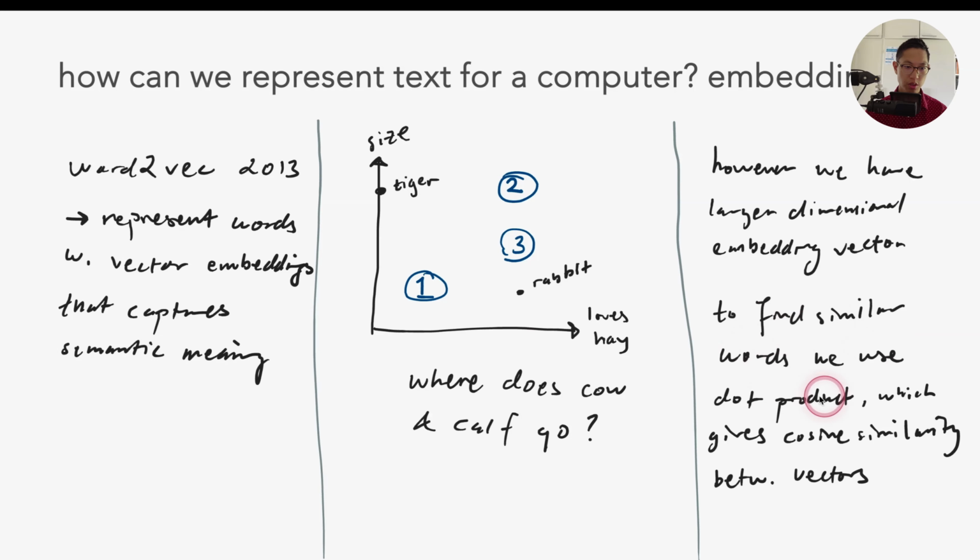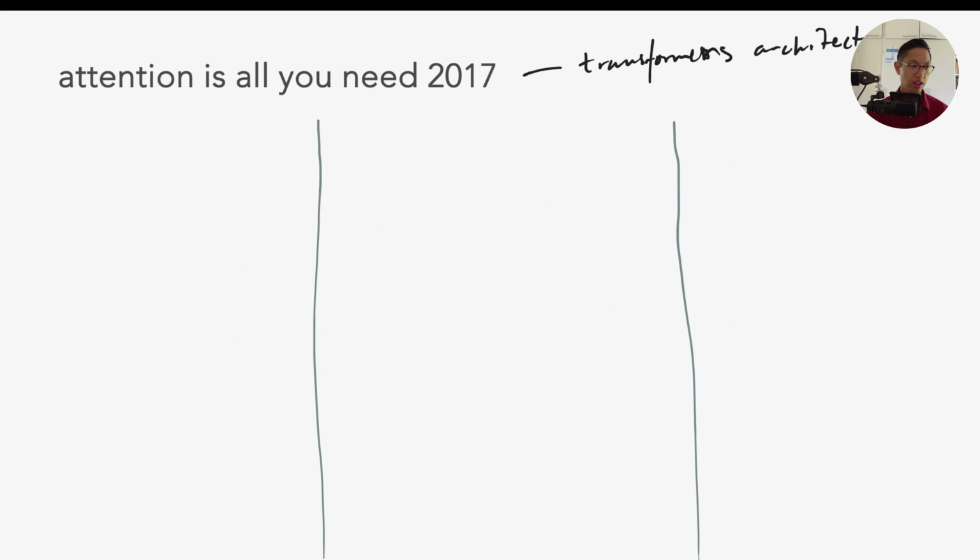We could have a lot of features. To find similar words, we use a dot product, which gives cosine similarity between the vectors. The cosine similarity is basically just an angle. We'll take a look at the angles between two vectors and see which one is closest. That is the idea to get the semantic meaning. We can also do some calculations with the vectors. We could add vectors and subtract vectors to get different types of results. That is quite cool. Moving on.